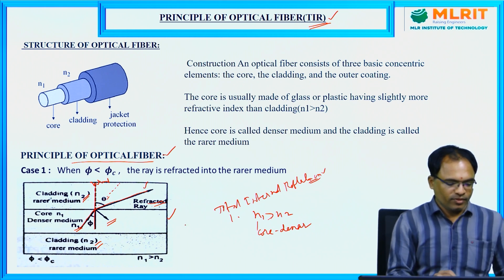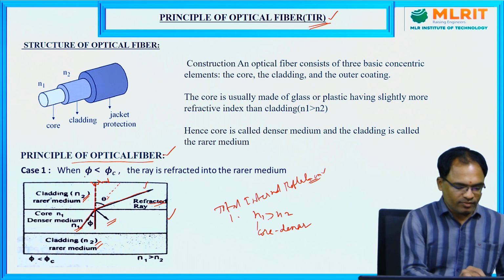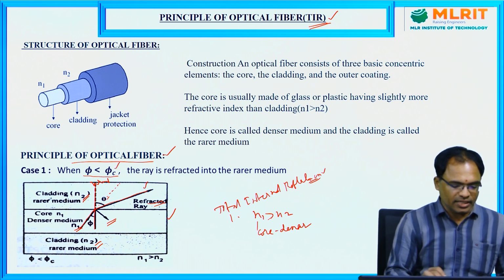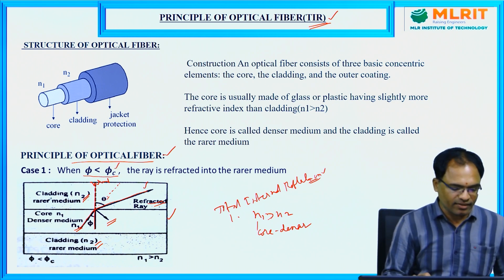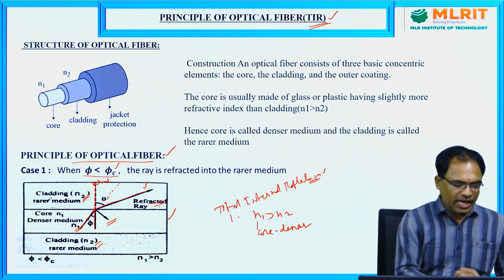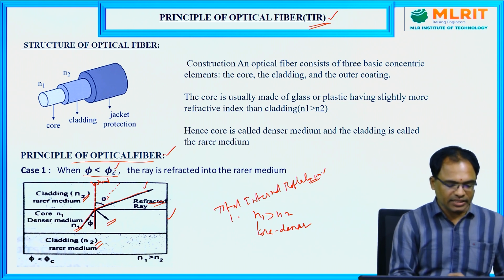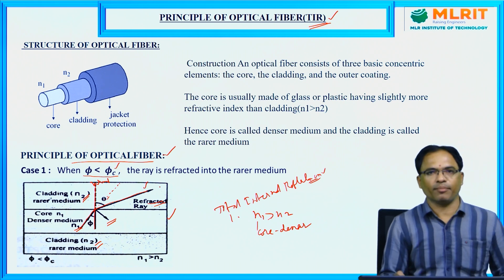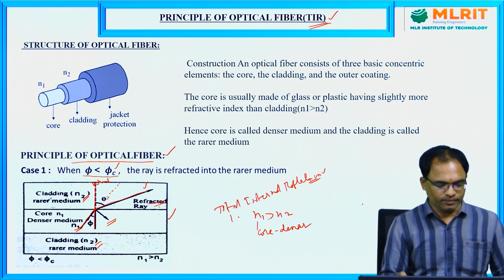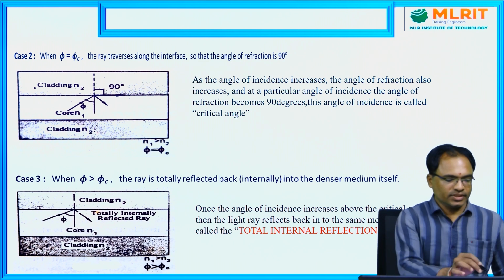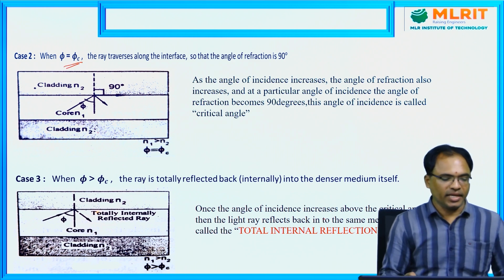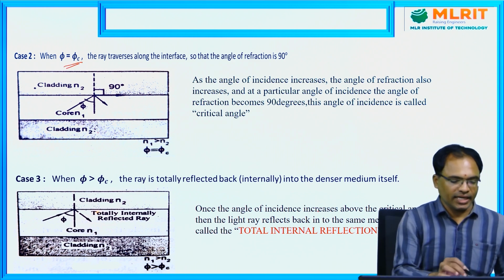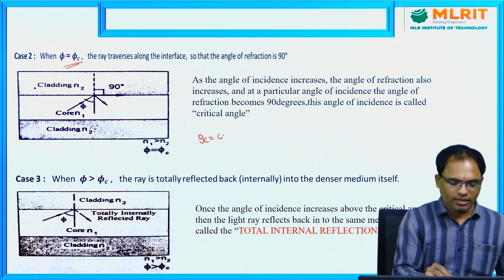Now, this is the diagram where the condition is considered as phi less than phi c, meaning the angle of incidence is less than the critical angle. In that case, what is happening? The light beam is simply refracting into the second medium. Now, this is the condition where the angle of incidence is equal to the critical angle. Here theta c is nothing but the critical angle.